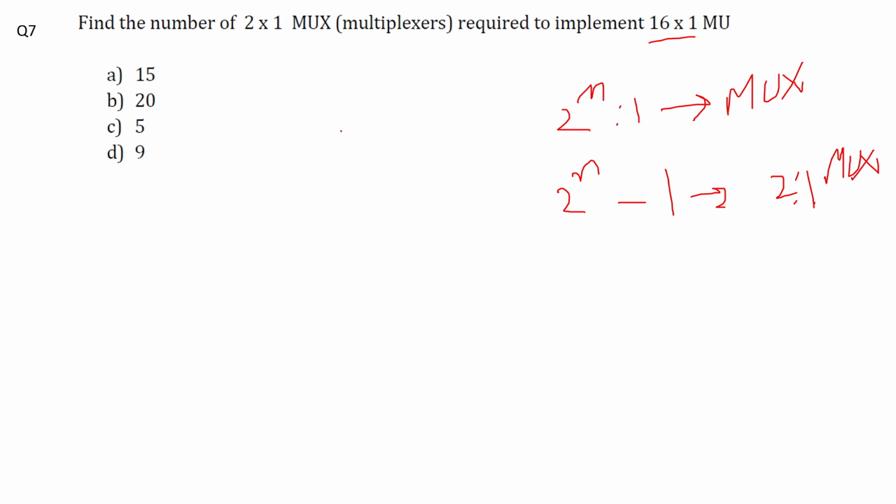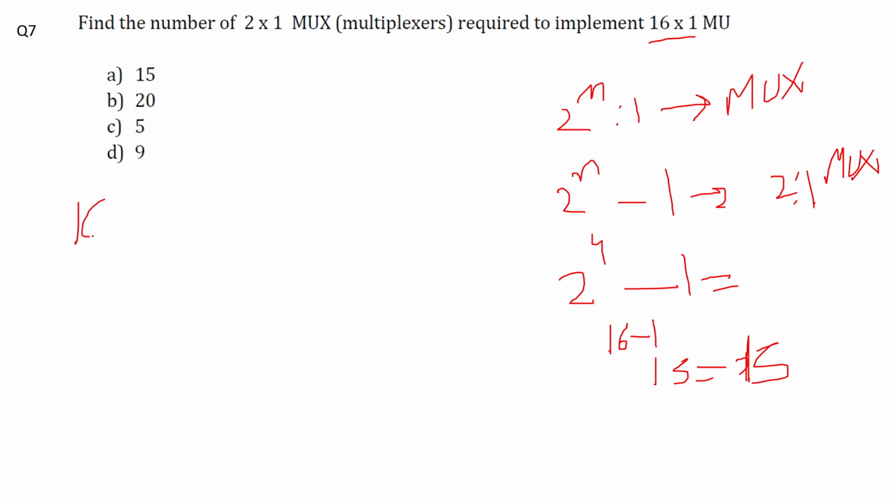2 raised to power n minus 1 2:1 muxes. So 16 can be written as 2 to the power 4, so for 16 cross 1, n is equal to 4. That means 2 raised to the power 4 minus 1 number of 2:1 muxes, so that is 16 minus 1. The number of 2:1 muxes required to implement a 16:1 multiplexer is 15.